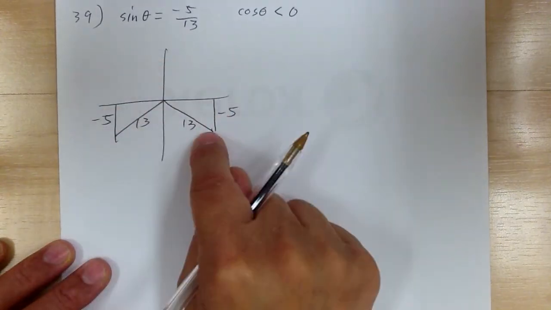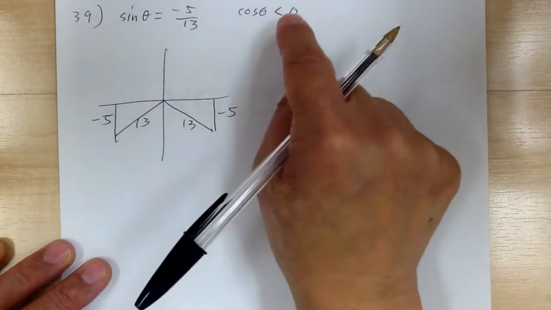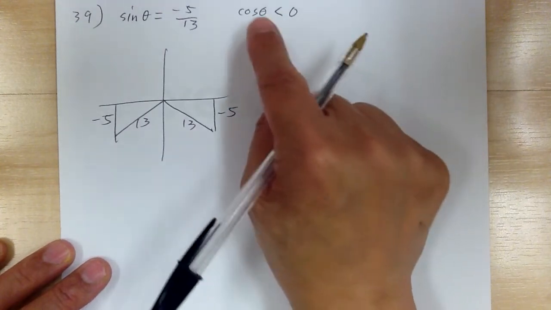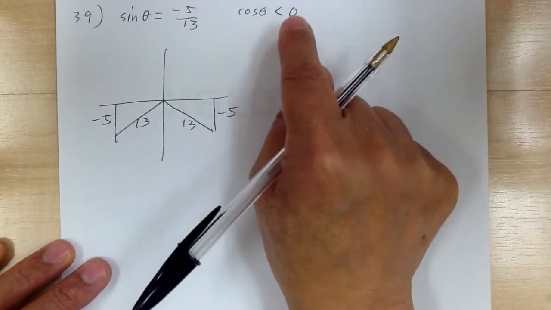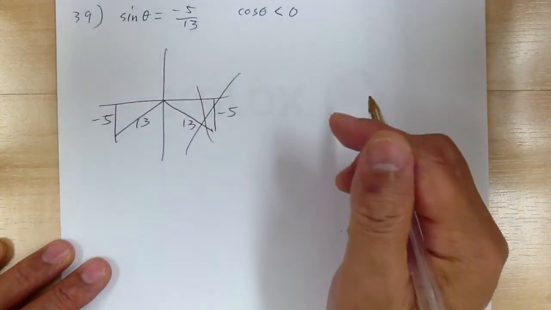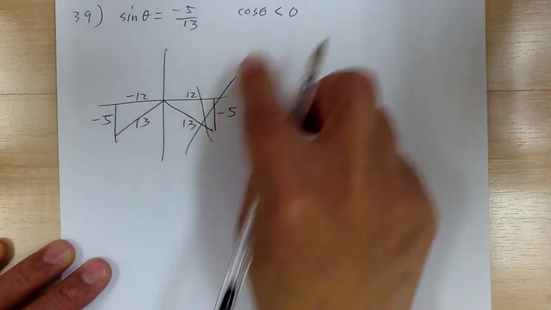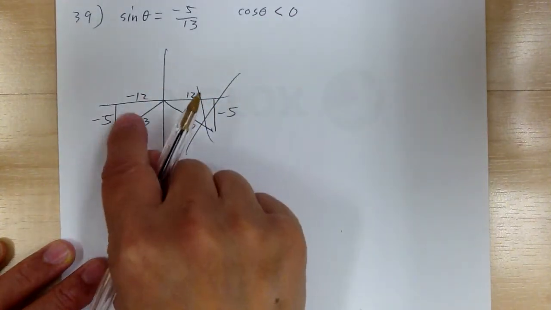So again, there are 4 quadrants. When you use one of the conditions, it will narrow down to 2. Then you apply the next one, you narrow down to 1. So this one's cosine is less than 0, means cosine is negative. So that means this is out. So you have to be this one, because this one is going to be negative 12, and this one is positive 12. So cosine is less than 0, so you have to be this one.